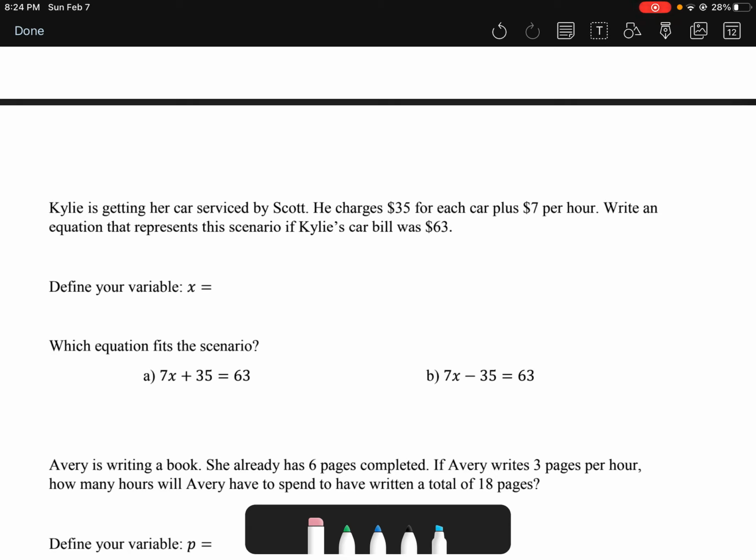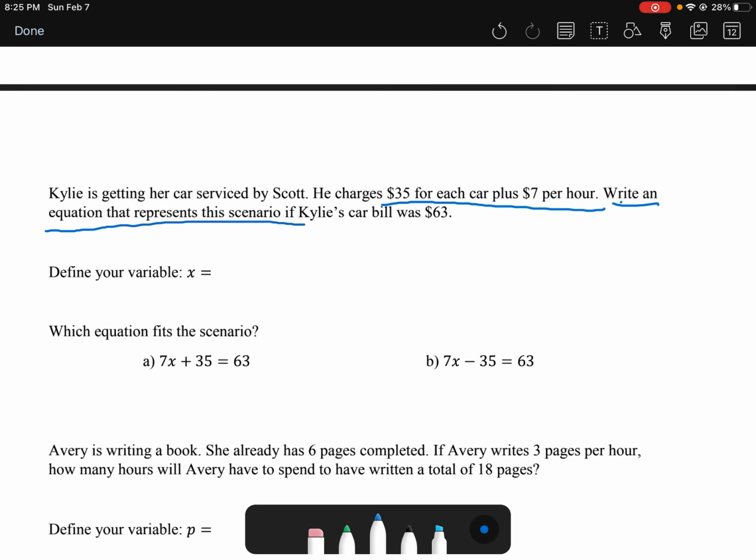So it says that Kylie is getting her car serviced by Scott. He charges $35 for each car plus $7 per hour. Write an equation that represents this scenario if Kylie's car was $63. So my important information, we know that he charged $35 for each car plus $7 per hour. And we want to write an equation that represents this scenario if Kylie's car was $63.